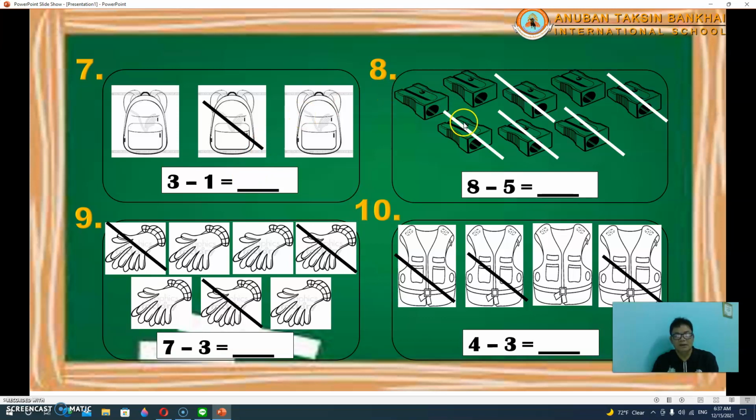Number 8. These are sharpeners. Okay, how many sharpeners are there? 8 minus 1, 2, 3, 4, 5. So 8 minus 5 equals 1, 2, 3.